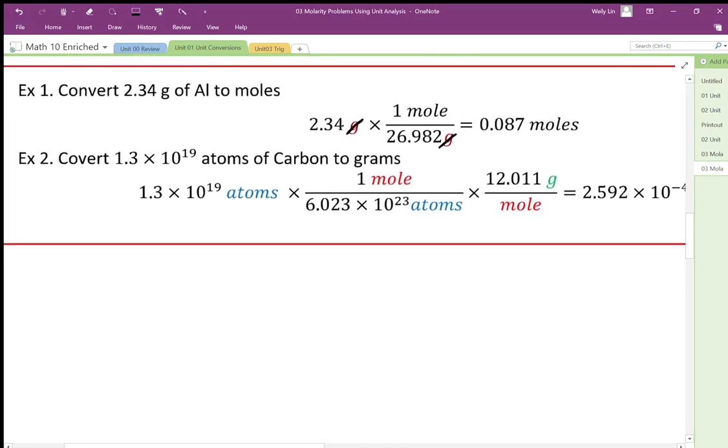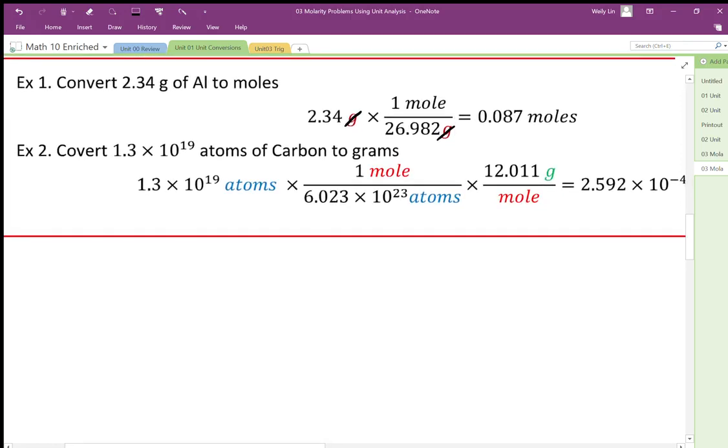So example 2 here says we have the number of atoms. I have 1.3 times 10 to the 19 atoms. So that's a lot of atoms of carbon. And we want to convert that to the number of grams of carbon. So we're going to first start off with our atoms, and we want to convert this into moles because most of our units are going to be in molar units.